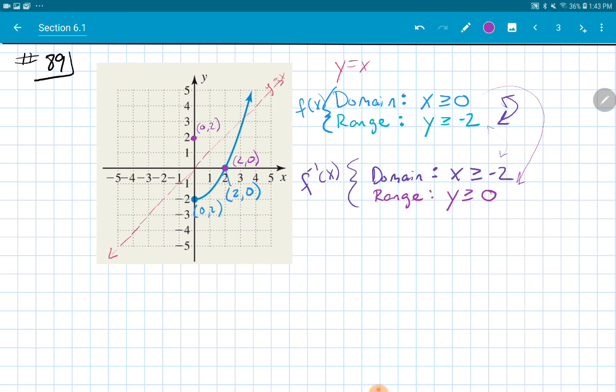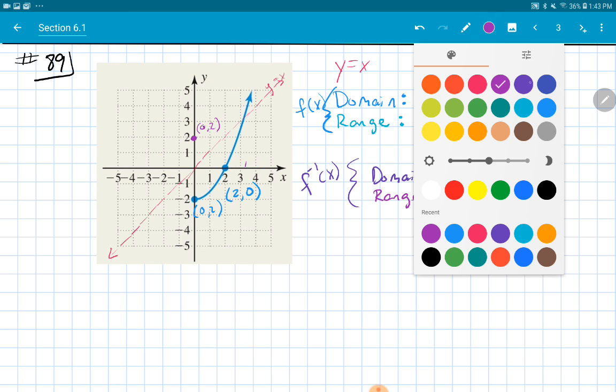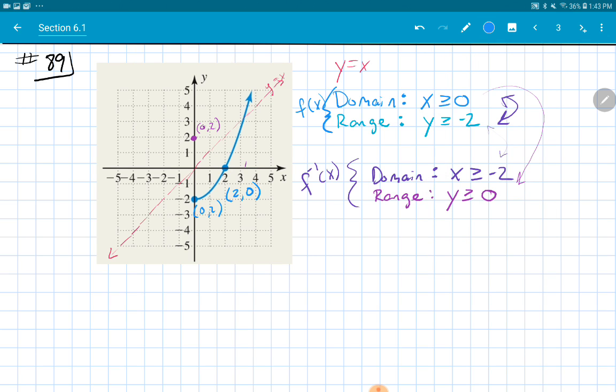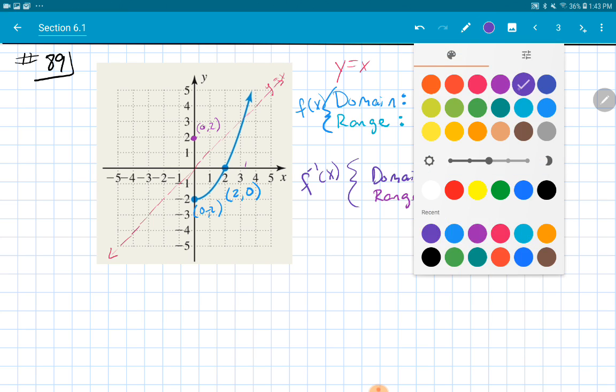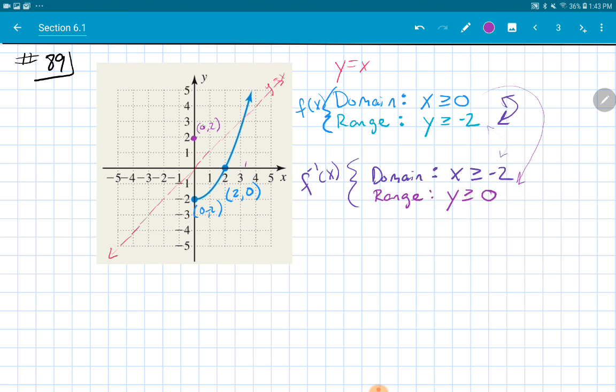Oh, whoops, I see why this is wrong. This should be a negative, I'm sorry. So that should be a -2. So my purple will be -2, 0. That makes much more sense. There we go. -2, 0.